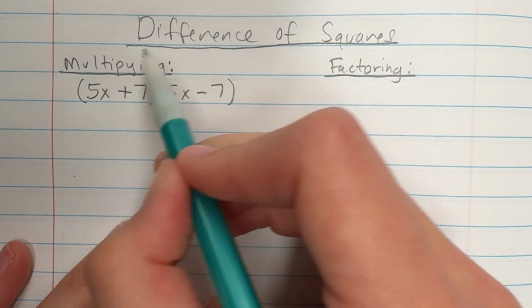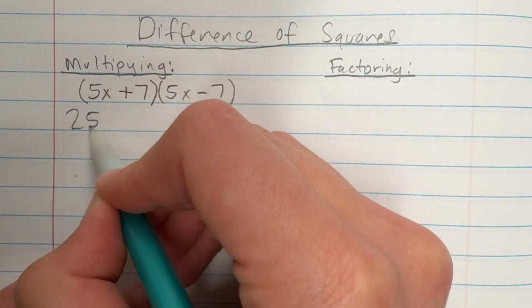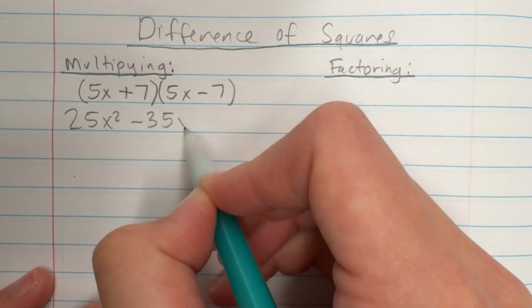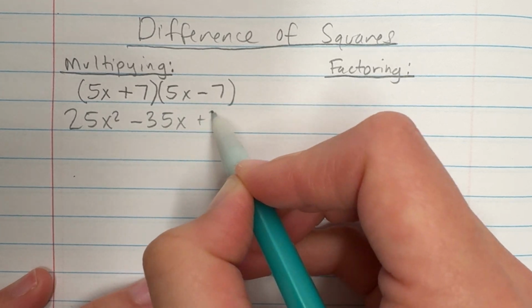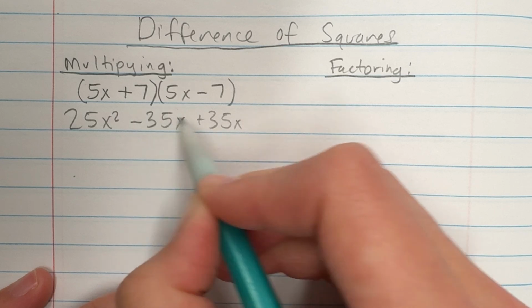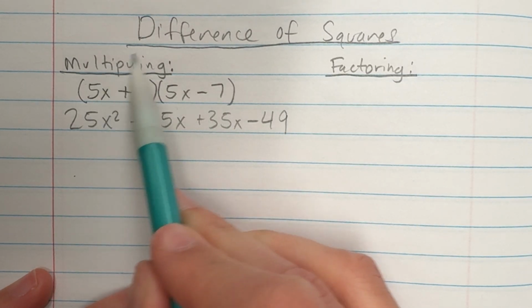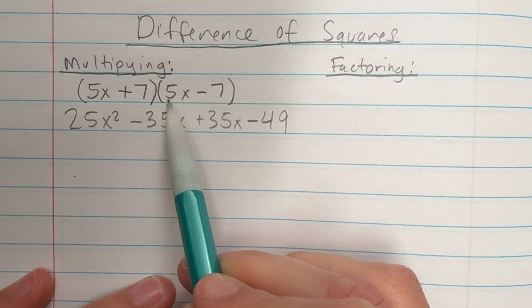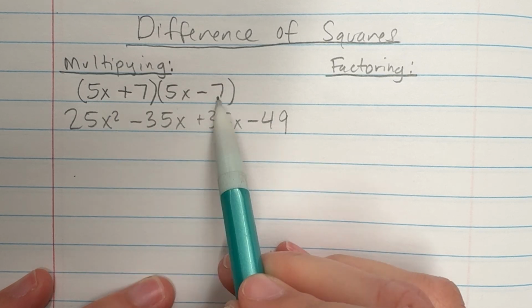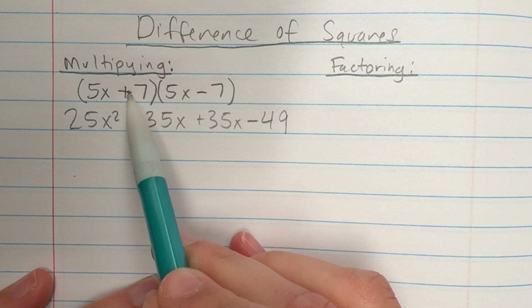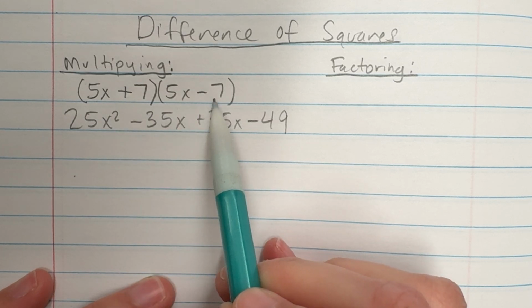So when we multiply 5x times x, that's 25x squared. 5x times negative 7, that's negative 35x. And 7 times 5x, that's positive 35x. And then 7 times negative 7, that's negative 49. To point out, this times this and this times this are going to be the same because it's the same numbers, 5x and 7, but the only difference is the sign, because one is a positive 7 and the other is a negative 7.